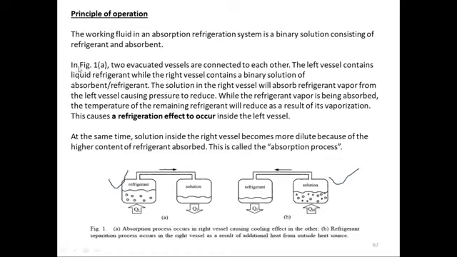So in figure 1a and 1b, these are the two figures that we are talking about. In 1a, two evacuated vessels are connected to each other. The left vessel contains liquid refrigerant, while the right vessel contains a binary solution of the absorbent and refrigerant. Okay, so this has a water and lithium bromide solution. The solution in the right vessel will absorb refrigerant vapor from the left vessel, causing pressure to reduce. So it will absorb more and more and its pressure will drop. While the refrigerant vapor is being absorbed, the temperature of the remaining refrigerant will reduce. So here we will have a reduced temperature.